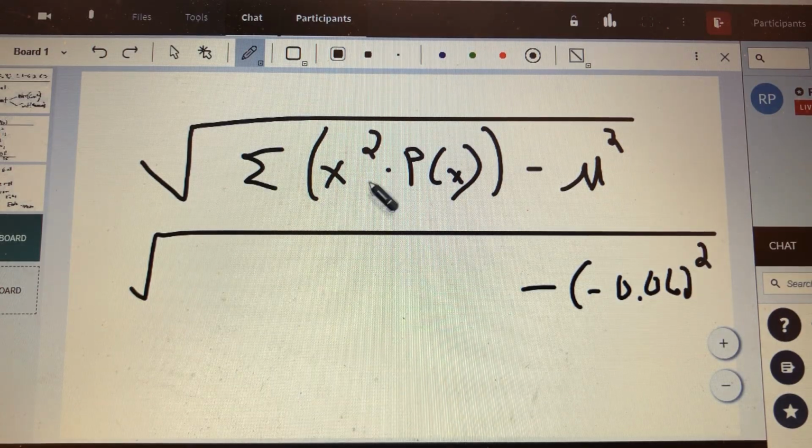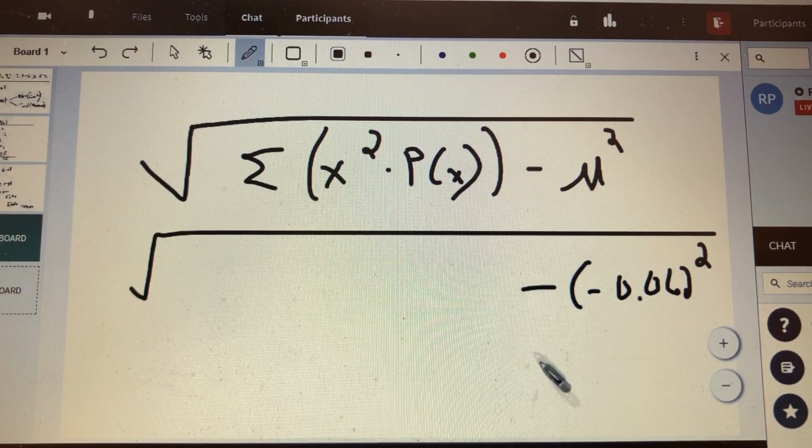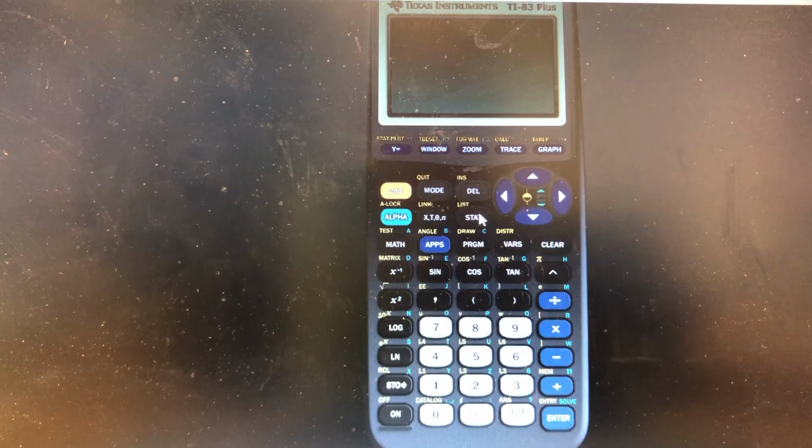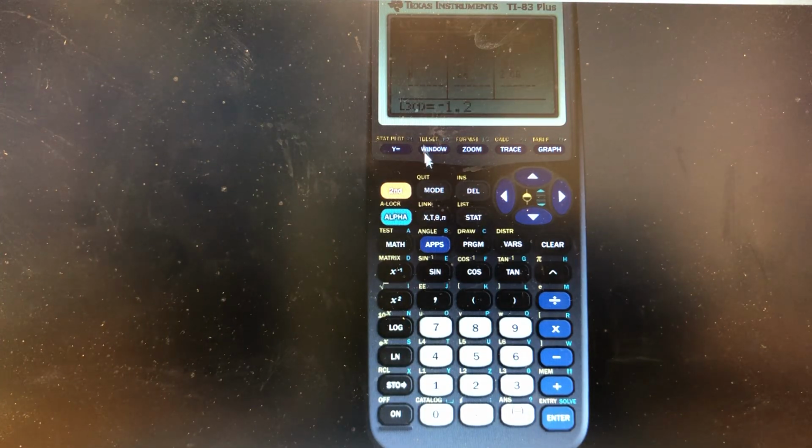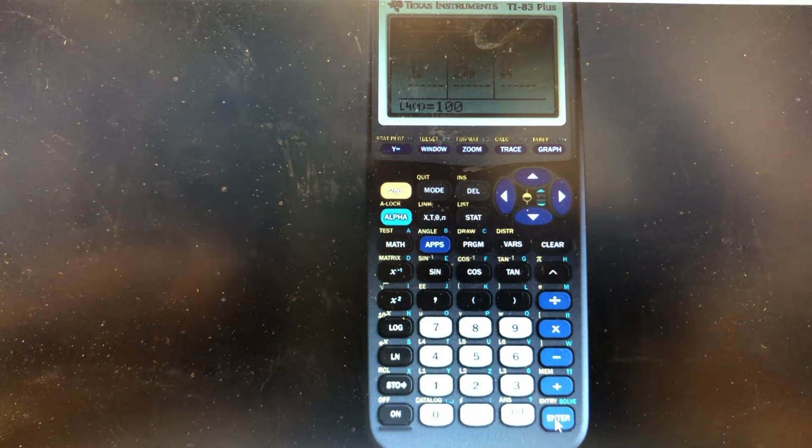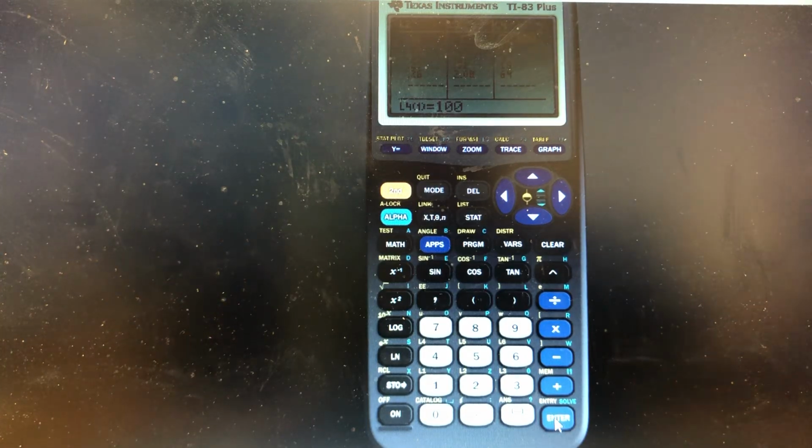Okay, so we got an x column. I did the x's in L1. Go back into stat and edit. L1, those are the x's. So what if I use L4, go to the top and hit L1 squared? There's all the x squareds. The formula says I'm supposed to do x squared times probability of x. Well, probability of x is back here in L2.